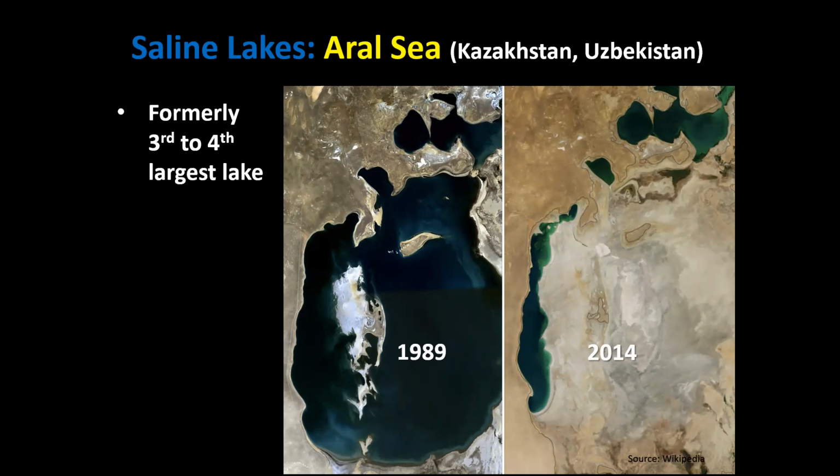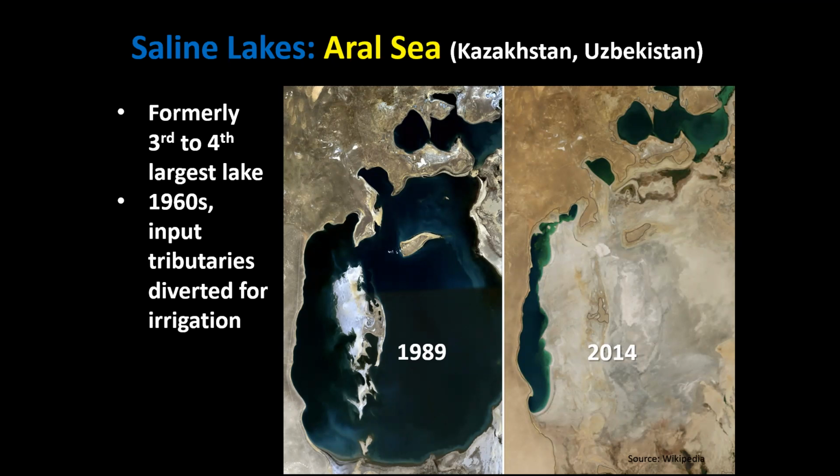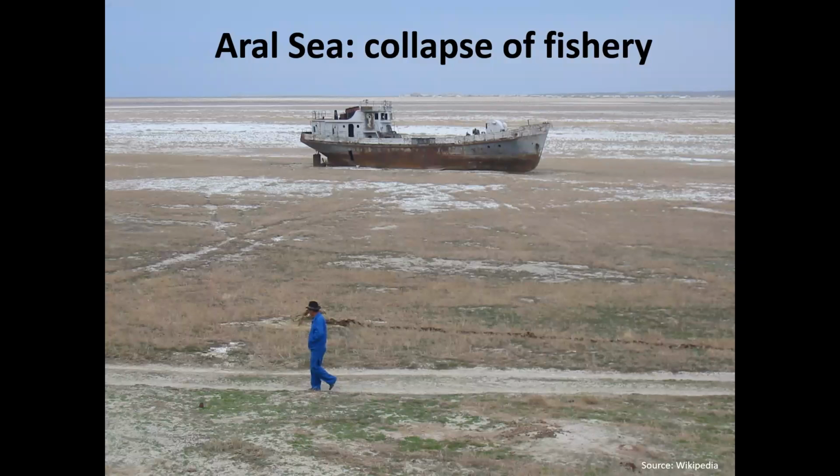The Aral Sea is a saline lake, especially now. It used to be the third to fourth largest lake in the world. So there's a satellite image of 1989 and then another one of 2014. And what has happened here is that in the 1960s, several rivers that flowed into the Aral Sea were diverted for agricultural use, especially for cotton growth, and decreased the volume of the lake considerably, and it became more saline. This is being reversed a bit today by stopping some of the diversion. Yes, increased salinity. But the Aral Sea used to have a major fishery, and you can see from this boat, it's collapsed.